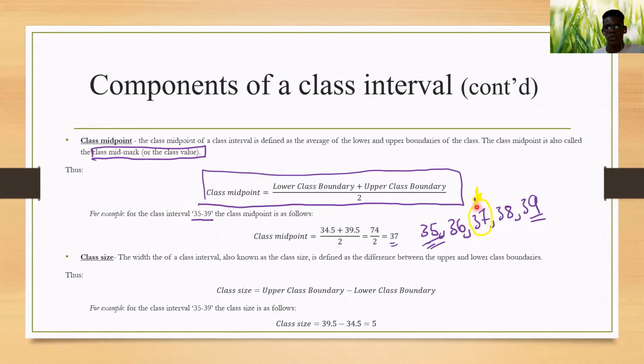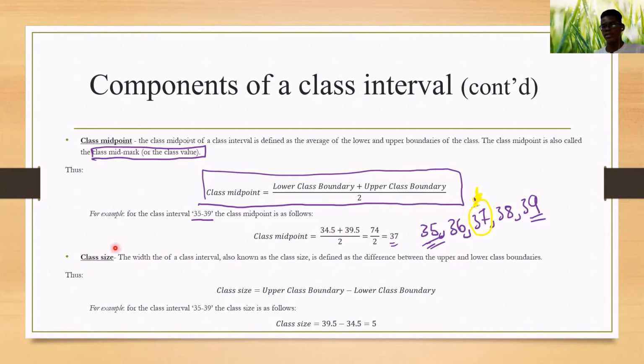Now, your class midpoint isn't always going to be a natural number, in other words, a whole number. You might get a 0.5 or something like that, depending on what is called your class size. If your class size is odd, you will get a whole number. If it's even, then of course you're going to get a 0.5. If you're paying attention, you know why that will happen.